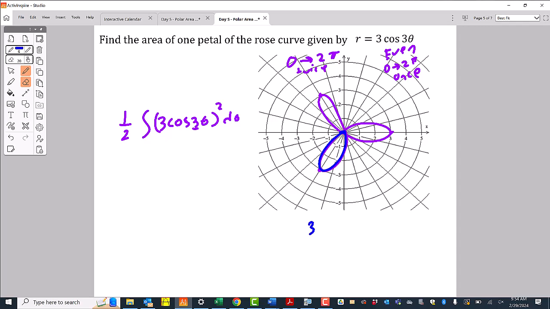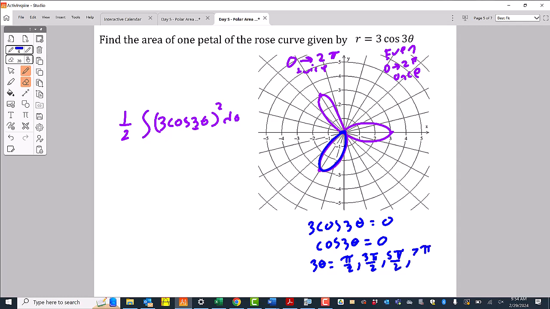So let's find those. 3 cosine 3 theta equals 0. Cosine 3 theta equals 0. 3 theta is equal to pi over 2, 3 pi over 2, 5 pi over 2, 7 pi over 2, 9 pi over 2, and 11 pi over 2. Divide them all by 3, and we get pi over 6, pi over 2, 5 pi over 6, 7 pi over 6, 3 pi over 2, 11 pi over 6. So these are all the times where it touches 0.